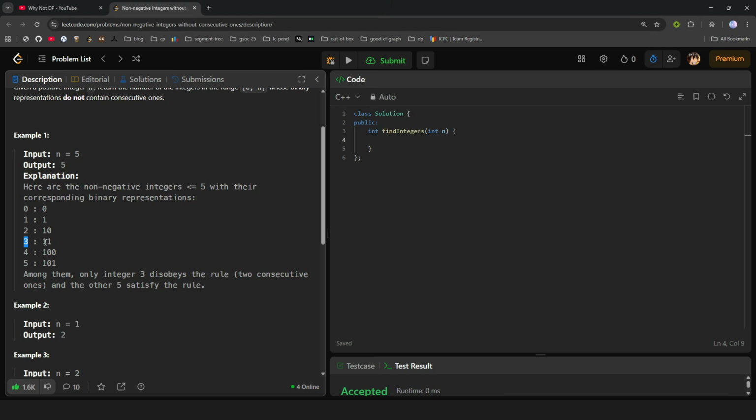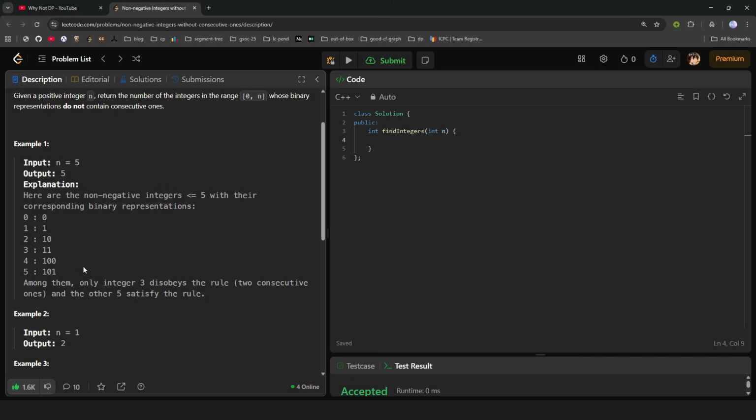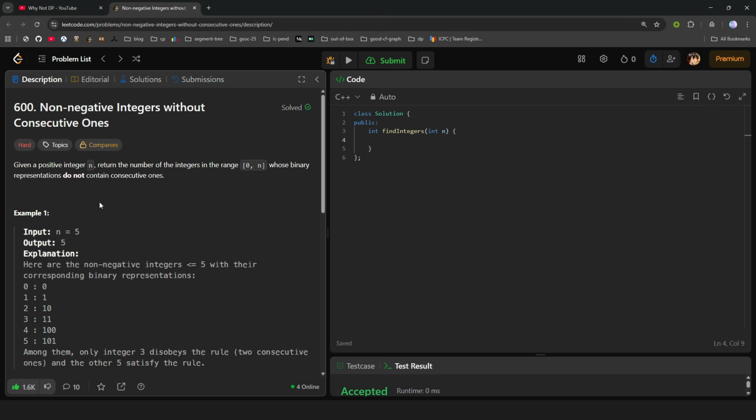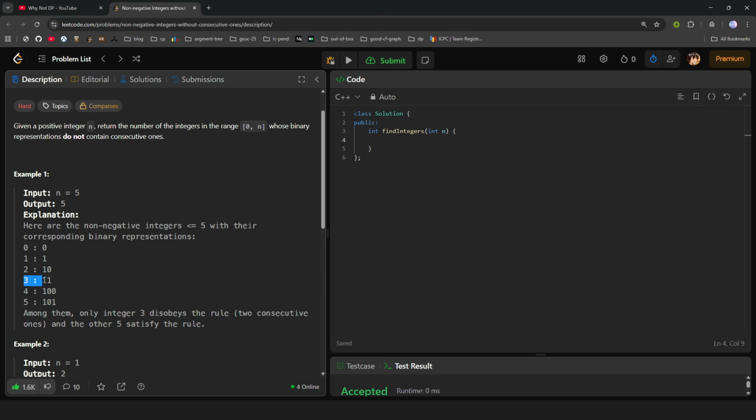But this 3, the binary representation is like this, right? That is 2 1s are coming consecutively next to each other. That is, it is violating the problem requirement. So it means that this 3 will not contribute to our answer.